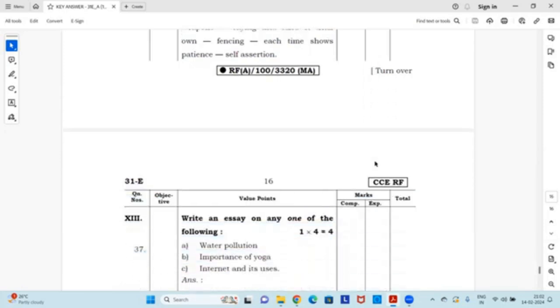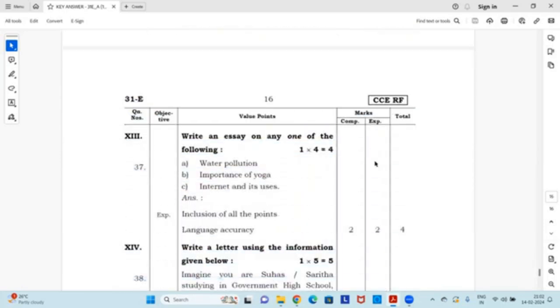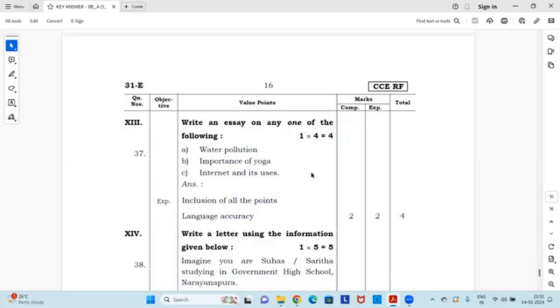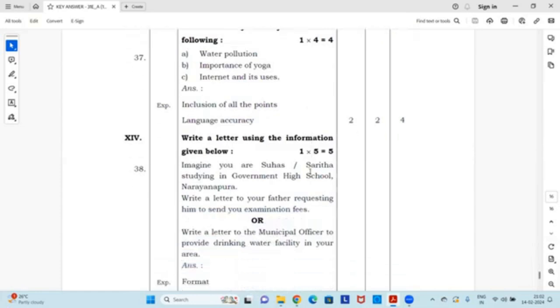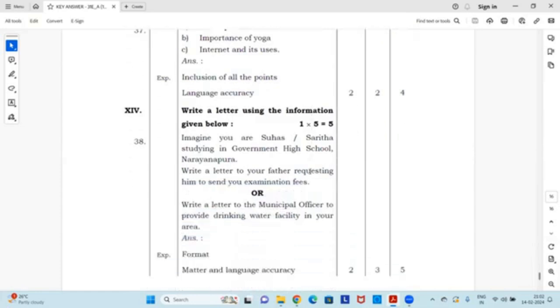Okay. Coming to the next question, essay writing, question 37. You have three topics here. Any one you can choose and write. The options are water pollution, importance of yoga, and internet and its uses. Whichever topic you know best, with more points, you can write it. Next, write a letter using the information given below.